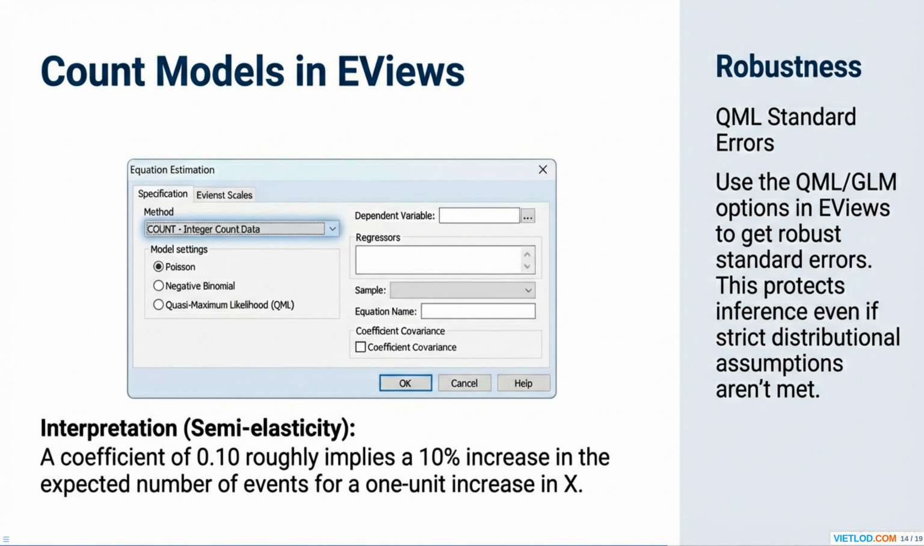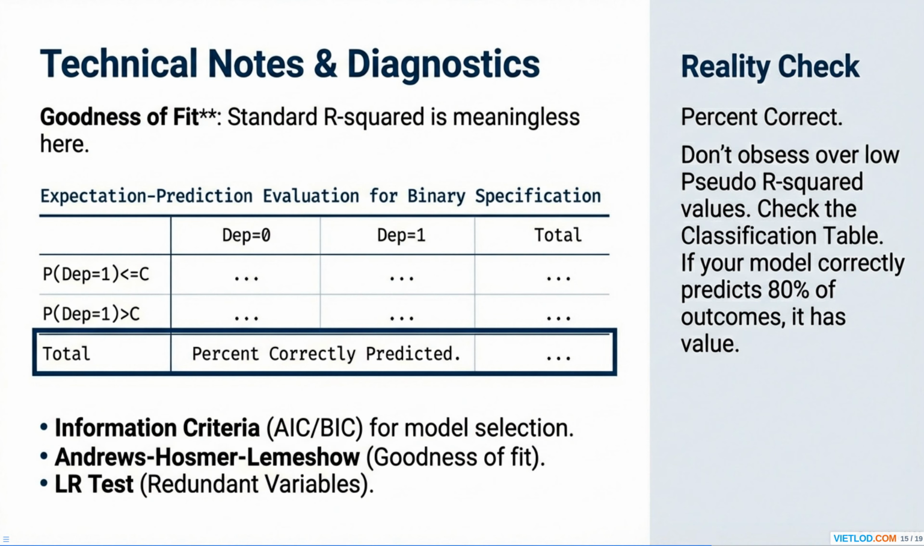To estimate count models in EViews, you simply select Count as your method. Within this setting, you have the flexibility to choose between the Poisson model, the negative binomial model, and other specialized options. A critical feature for ensuring the reliability of your results is the quasi-maximum likelihood, or QML, option. Activating QML provides robust standard errors, which is immensely beneficial because it safeguards your statistical inferences even if some strict distributional assumptions of the model, like the Poisson model's mean variance equality, are not perfectly met.